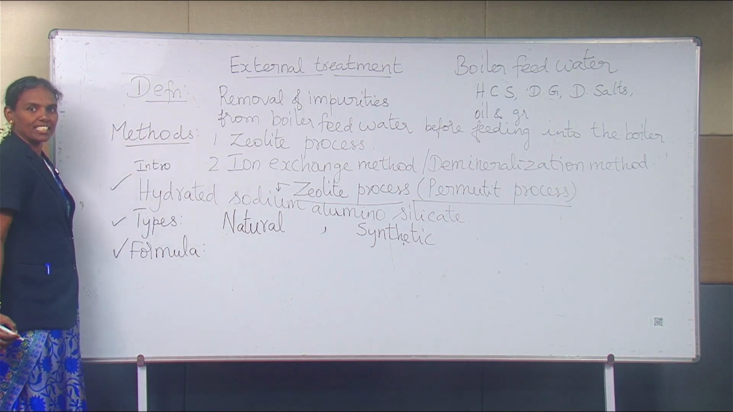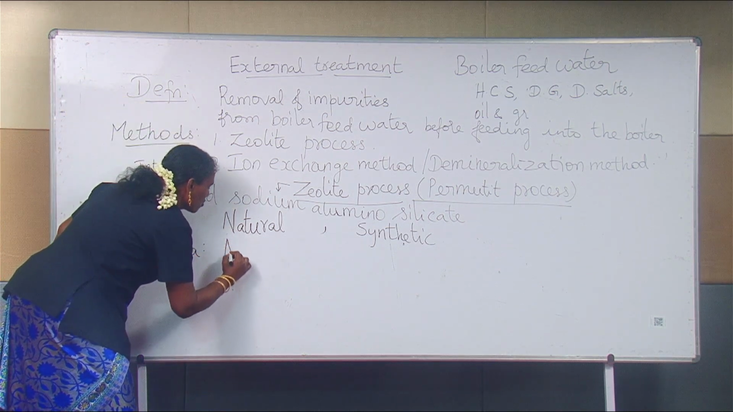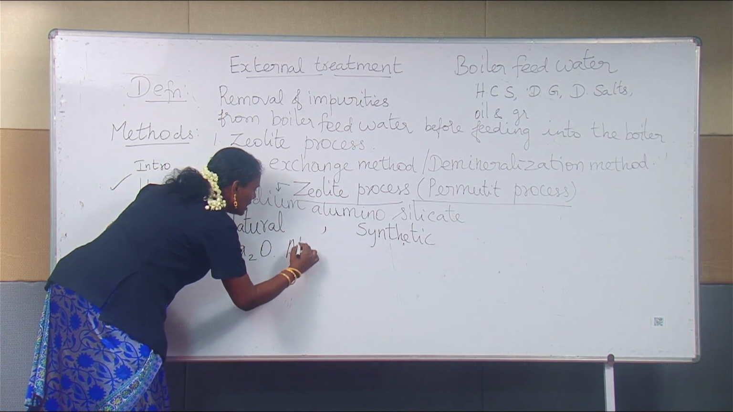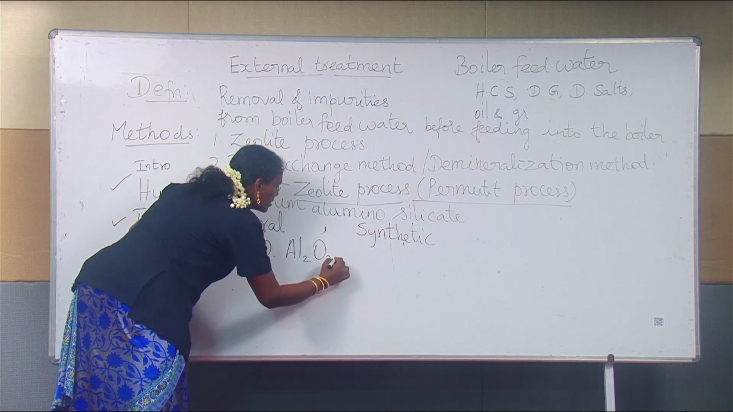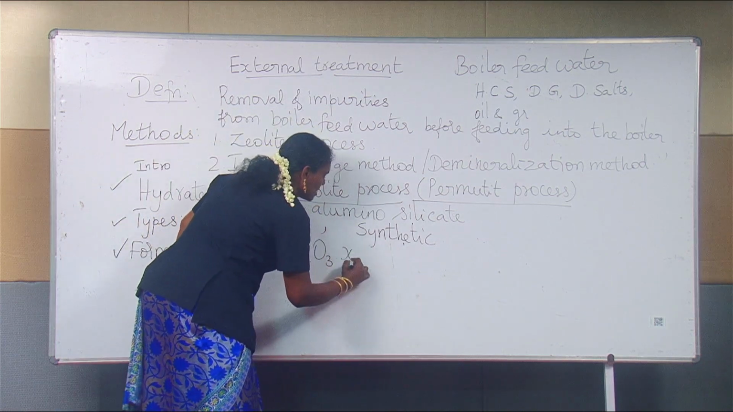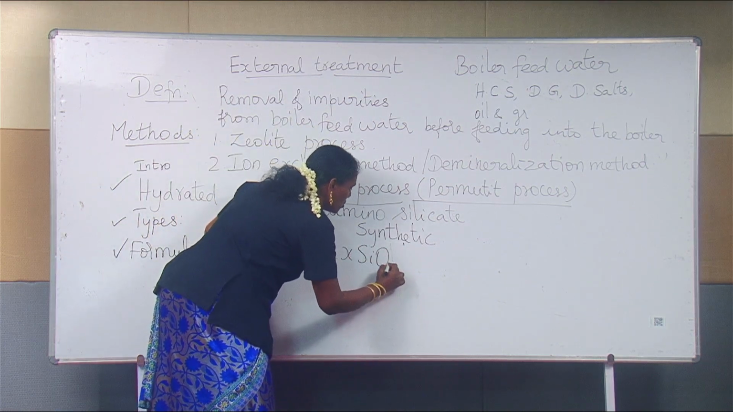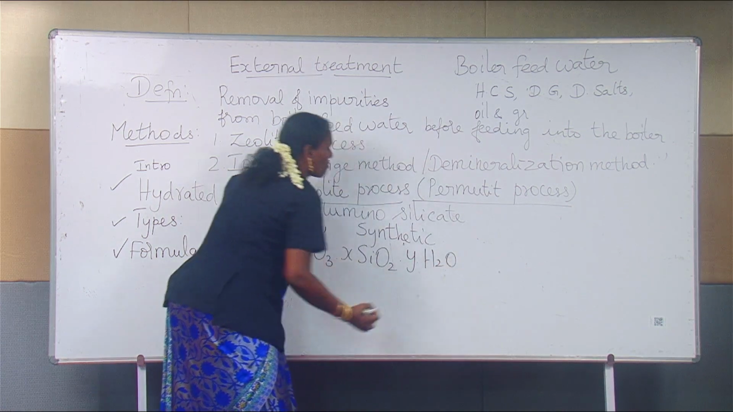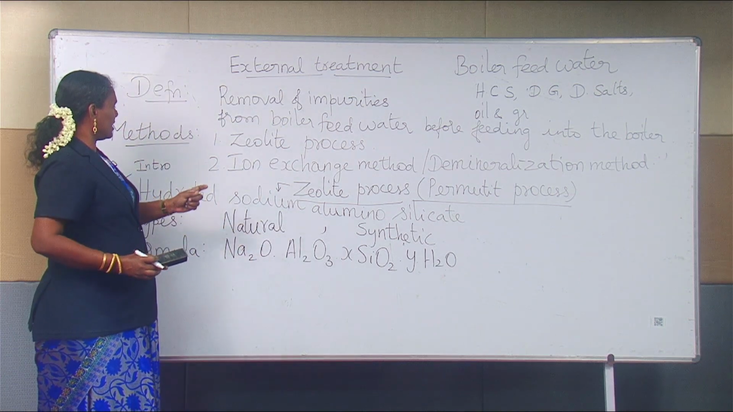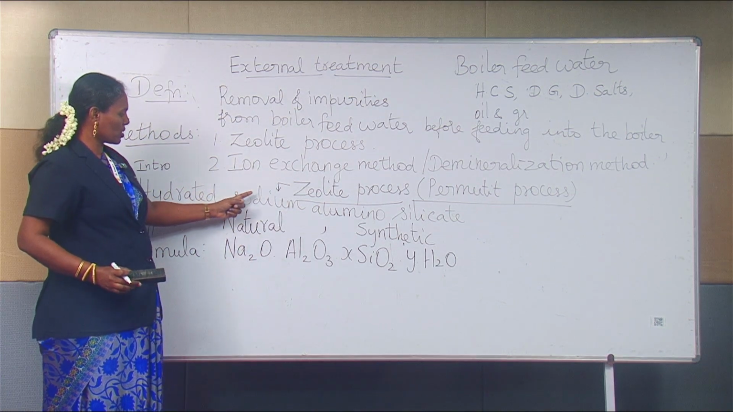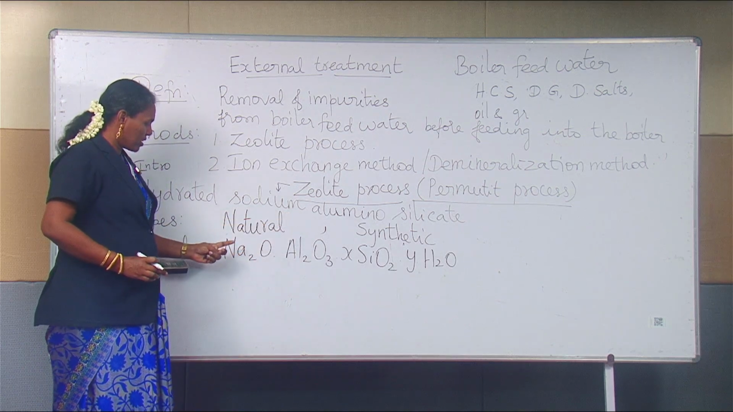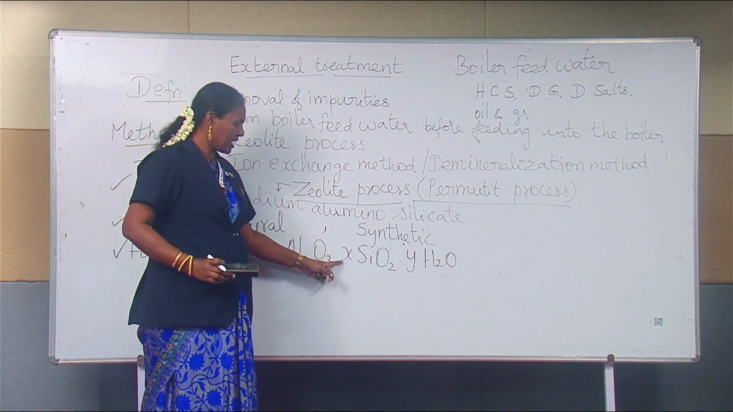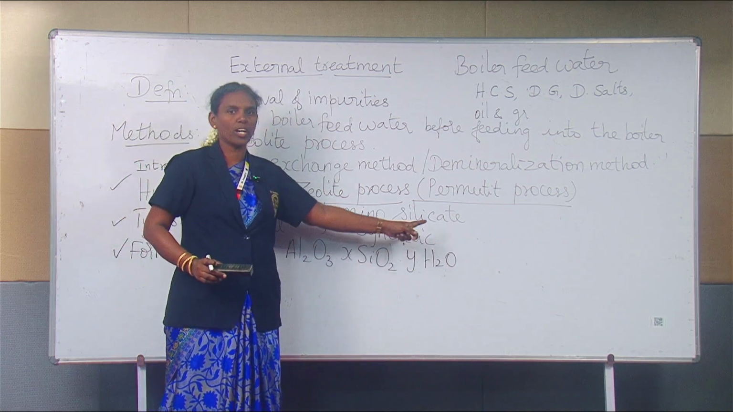How is it represented? That is Na2O.Al2O3.xSiO2.yH2O. See, hydrated sodium aluminosilicate, isn't it? So, Na2O.Al2O3.xSiO2.yH2O.